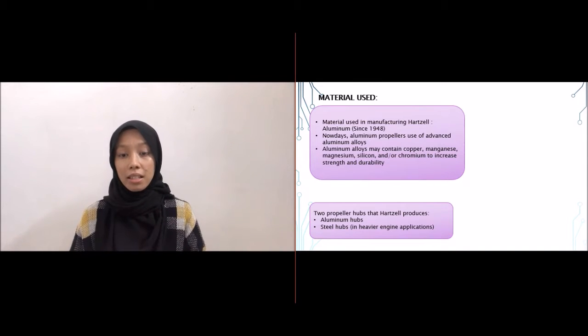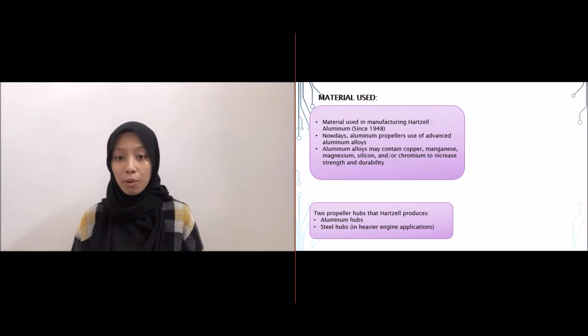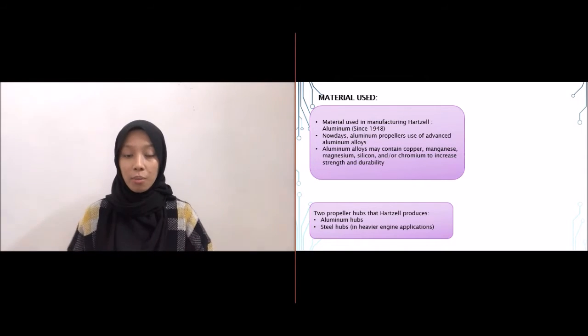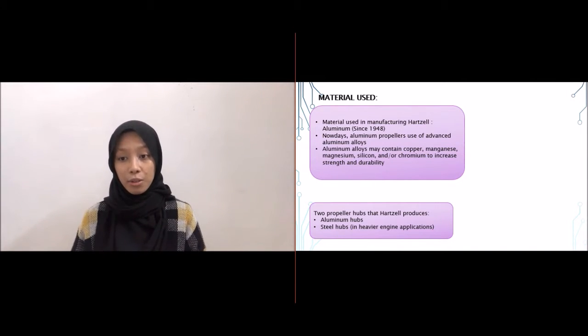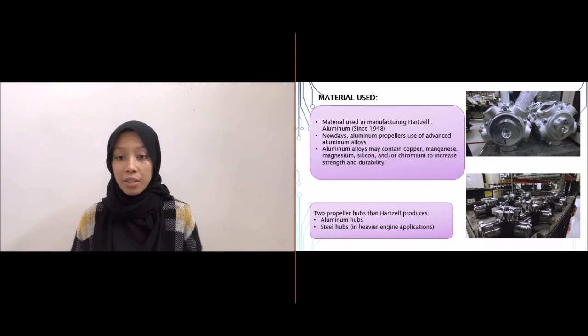For instance, the use of copper and zinc mixed with aluminium will alter its properties so that it may be both harder and softer through the application of heat. Aluminium alloy may contain copper, manganese, magnesium, silicon, and chromium to increase the strength and durability. For propeller hubs, there are two types that Hartzell produces, which are aluminium hubs and steel hubs. Steel hub is usually used in engine application.